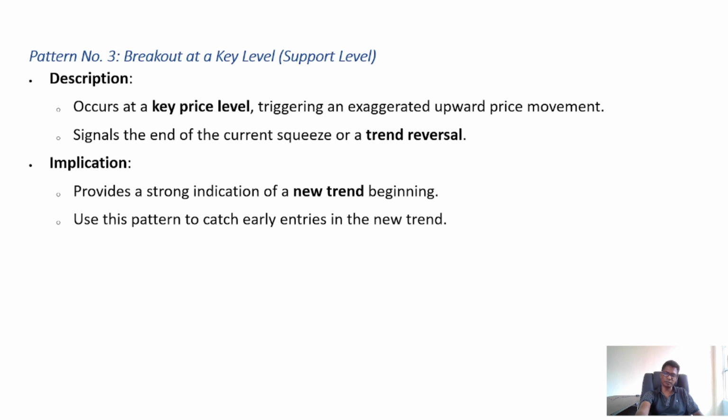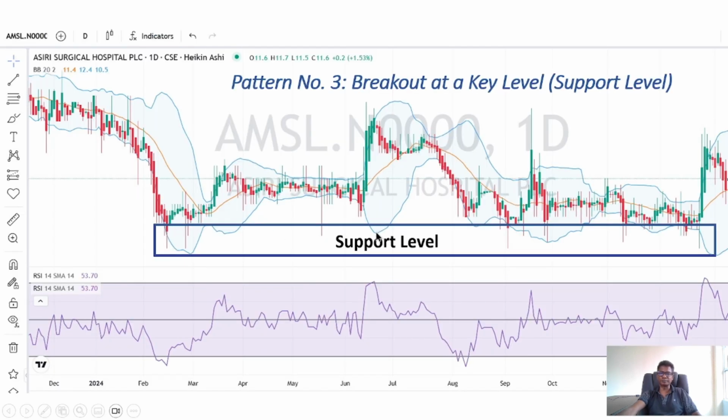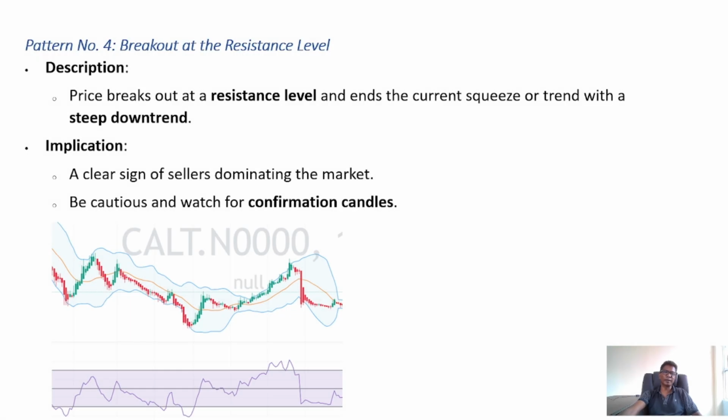I'm taking one in this chart, a support level. Here, this supporting level. In this squeeze opening, you can have a support. Because of this support and the RSI 50 cutting, it moves up at hyper speed. You can get good benefits if you identify this thing in advance. Now we are going to pattern number 4.